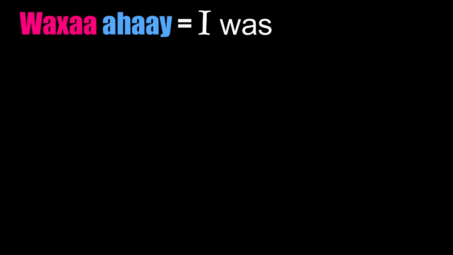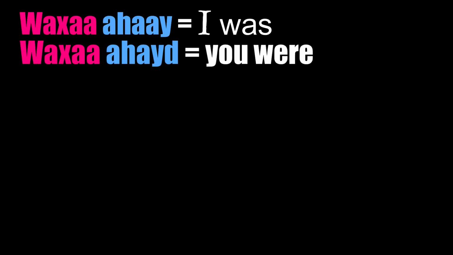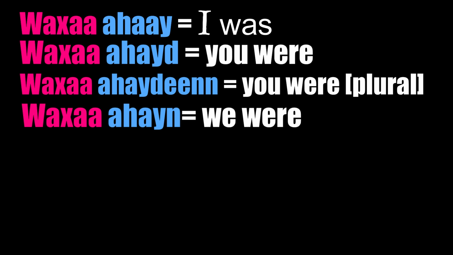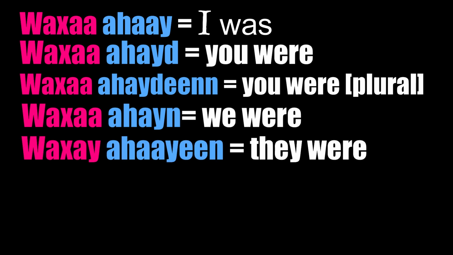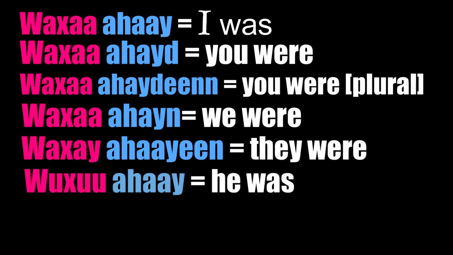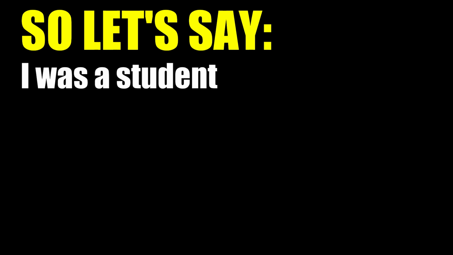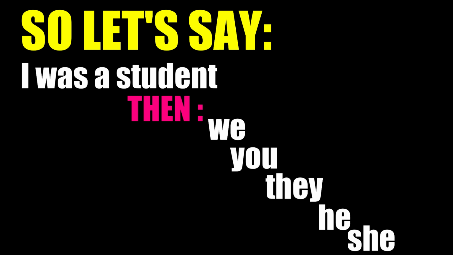Waxa ahay, I was. Waxa ahayd, you were. Waxa ahaydeen, you were. Waxa ahayn, we were. Waxay ahaayeen, they were. Wuxuu ahay, he was. Waxay ahayd, she was. So let's say I was a student, then we, you, they, he, and she.